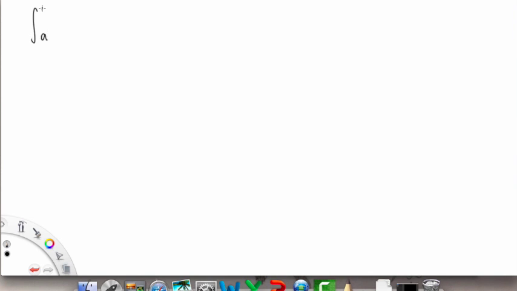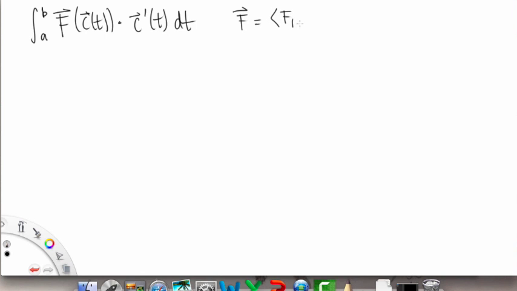So we have this formula here for the vector line integral. We have F of c of t dotted with c prime of t dt. So this is, in effect, if we break it down into components, F is an F1, an F2, and some F3. And then c of t, we said, is equal to some x of t, some y of t, and some z of t. Alright?